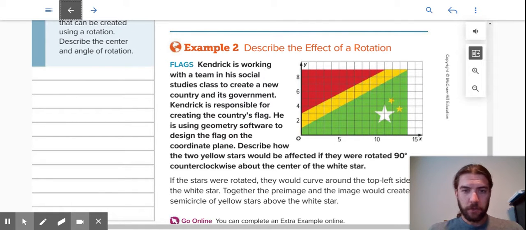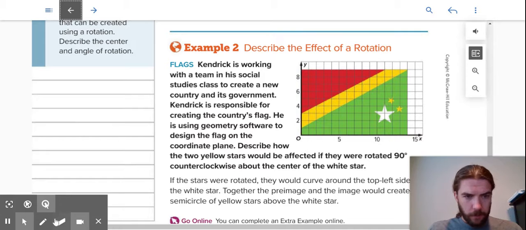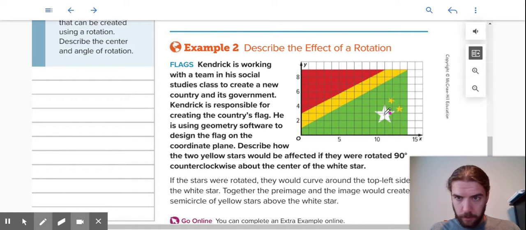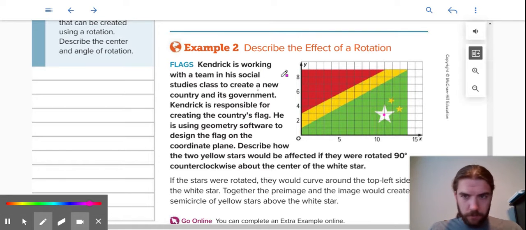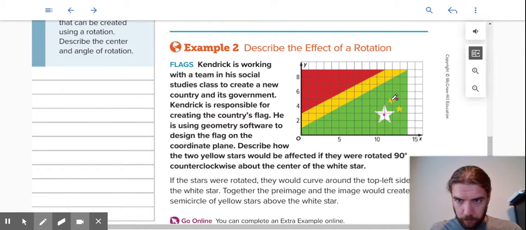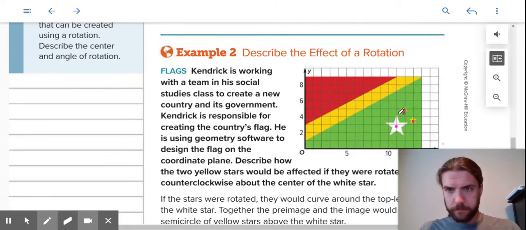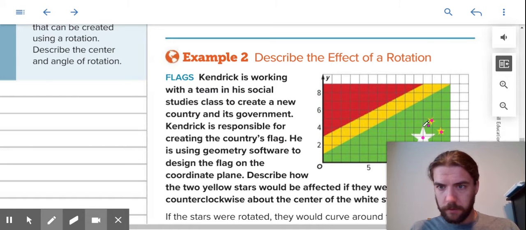Describe how the two yellow stars would be affected if they were rotated 90 degrees counterclockwise about the center of the white star. Okay, so let's label a few things. I'm going to label the center of the white star, which is roughly here. And I'm going to label the center of the yellow stars, here and here. Okay, so now let's see if we can zoom in on this a little bit.